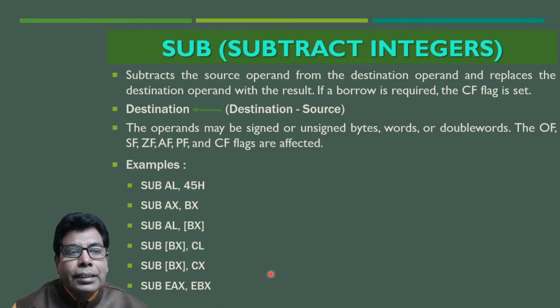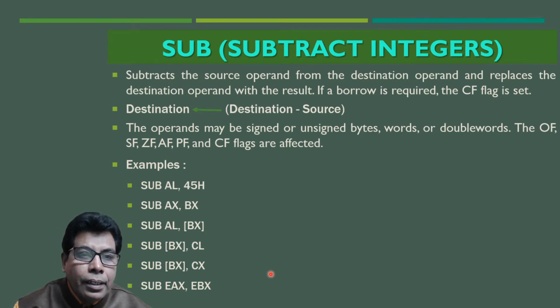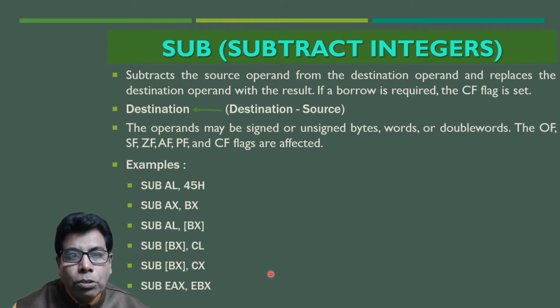Then let us go to the next instruction, that is subtract integers, SUB. This will subtract the source operand from the destination operand and replace the destination operand with the result. So destination minus source, and this will go to the destination. If a borrow is required, the carry flag is set. The operands may be signed or unsigned bytes, words or double words. The flags affected: all the flags are affected: overflow, sign, zero, auxiliary carry, parity and carry flag.